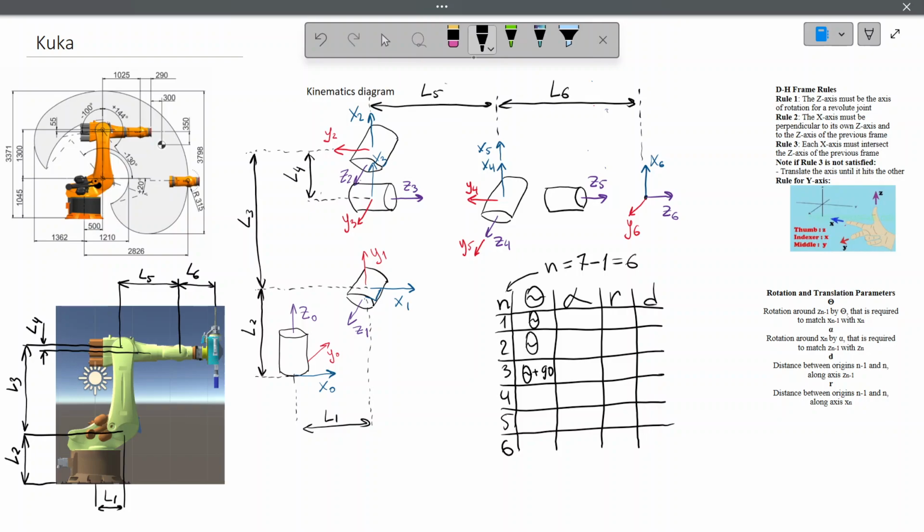The x2, x3 is the same direction, so here we'll write just theta. x3, x4, the same direction, also theta. x4, x5. Oh, sorry. Let's make this part again.